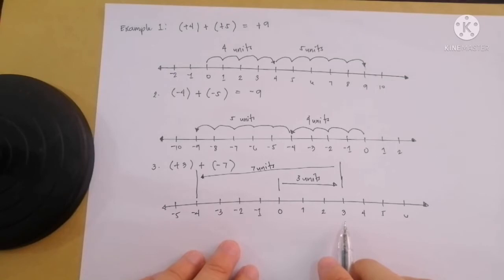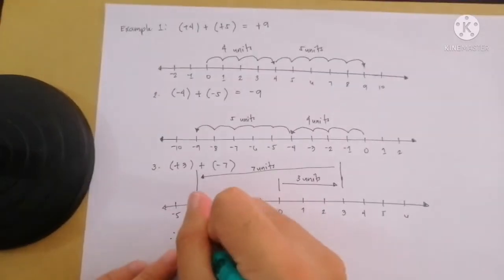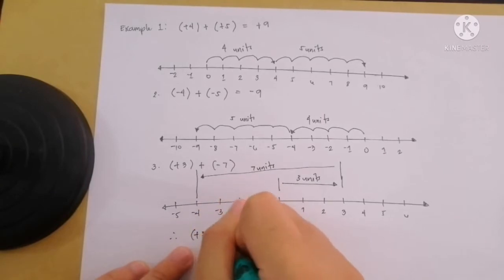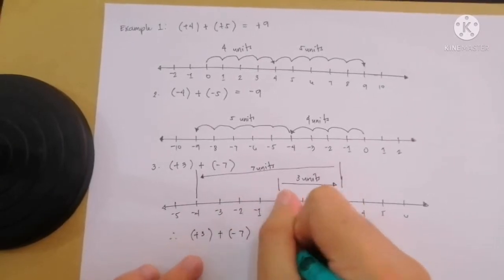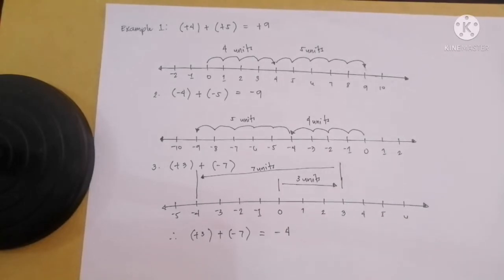So, the answer here is obviously yung pinaka-last. Ito, which is negative 4. Therefore, positive 3 plus negative 7 is equal to negative 4. No? Now, let's have another example.